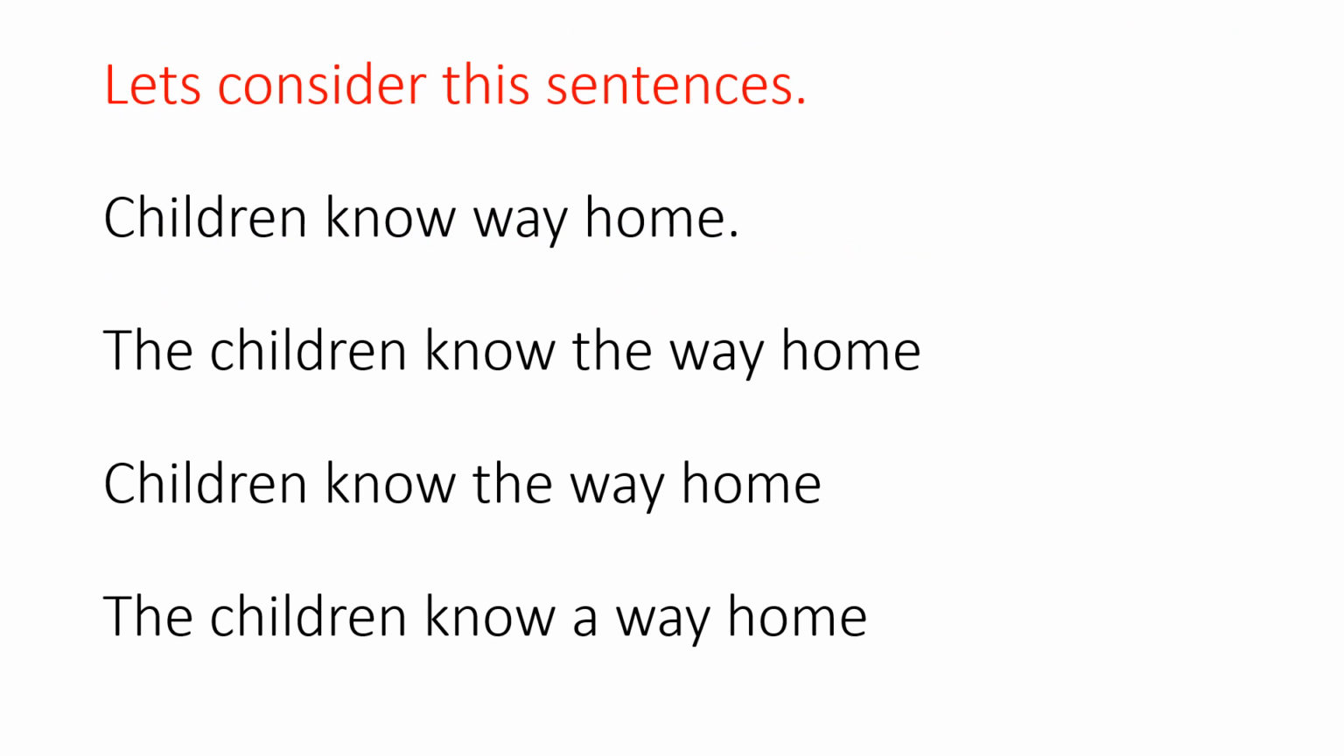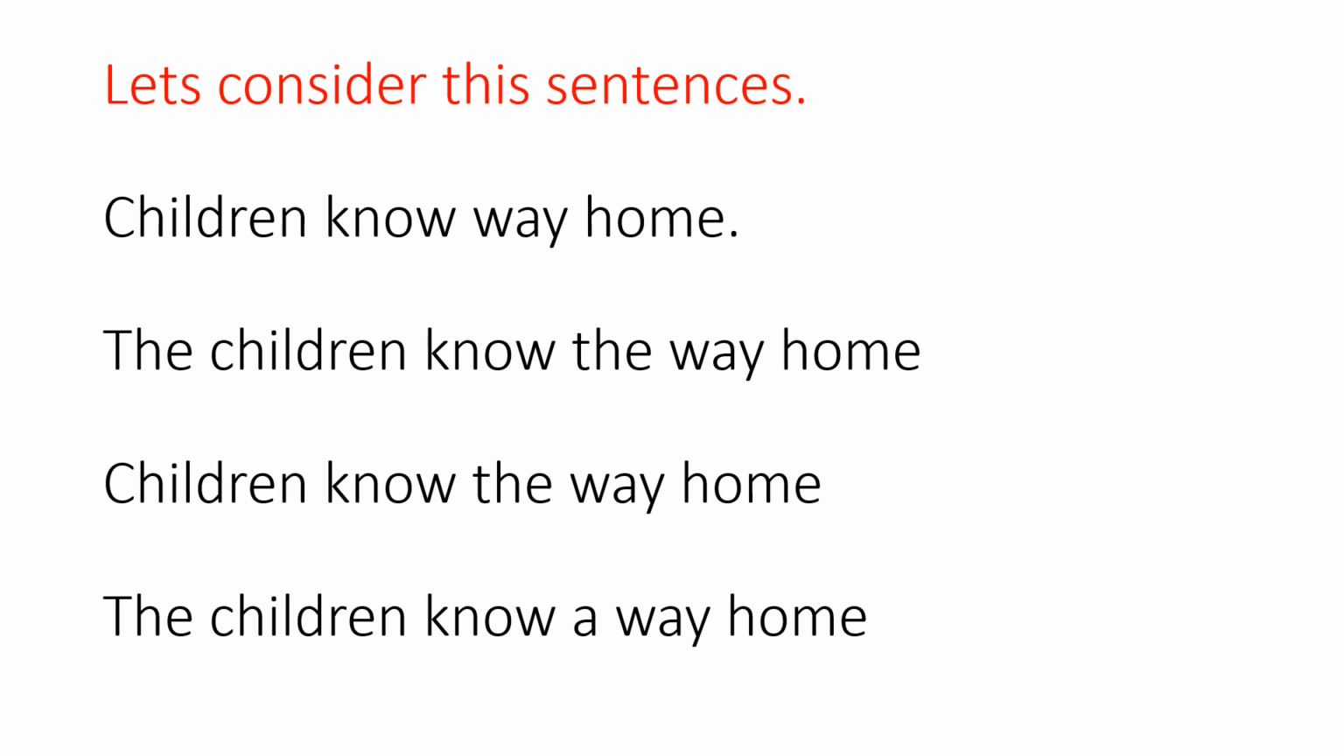Okay, let's discuss these sentences. So the first sentence, we do not have any article: "Children know way home." Some of the questions that may arise in our mind: which children, all children, specific children, always home, any? Okay, read the second sentence. "The children know the way home." Here in this sentence, we know it's a specific set of children and a specific way home.